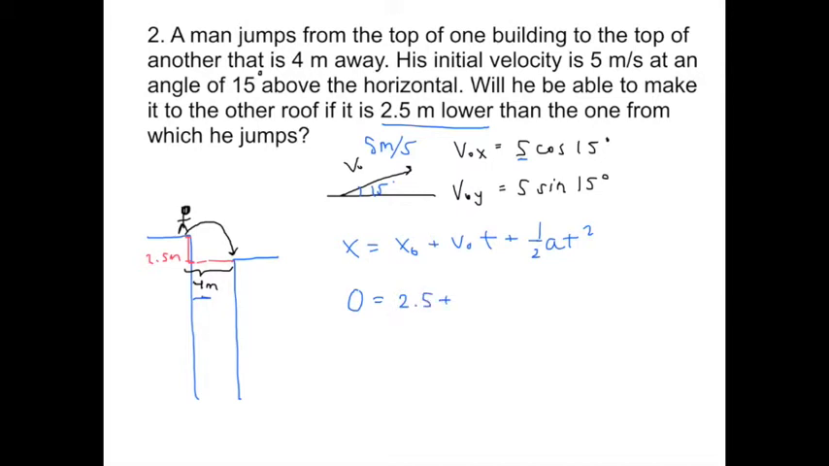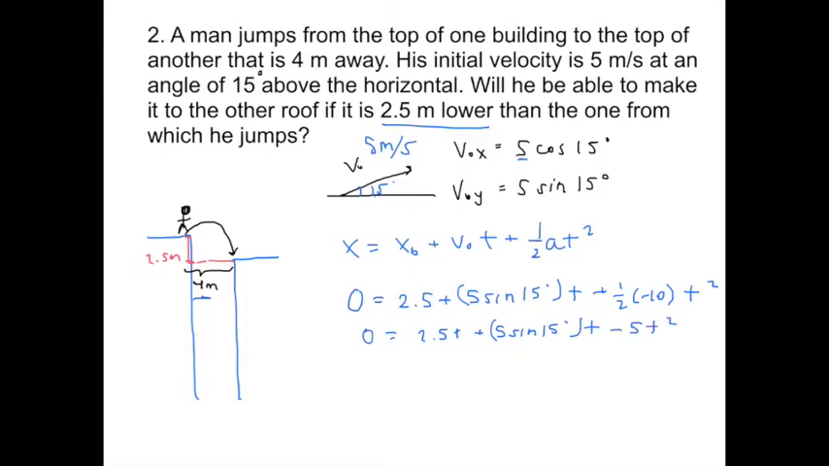His initial velocity in the y direction will be 5 sine 15 degrees times time plus 1/2 times negative 10 t squared. So now we're going to simplify this a little bit. We get 2.5 plus 5 sine 15 degrees times t minus 5t squared.